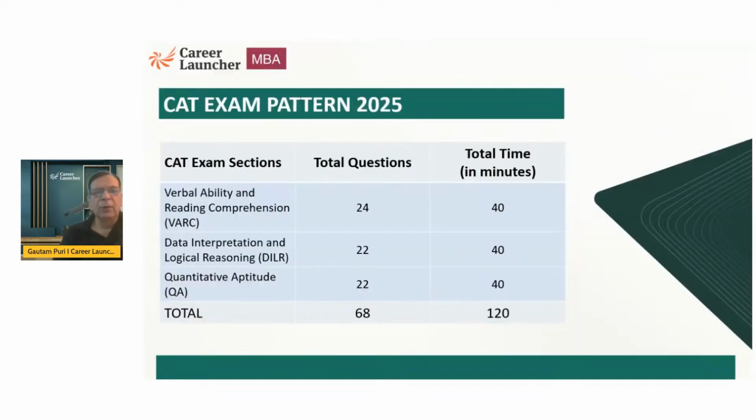Now, very quickly, something that I have talked about multiple times. I'm not going to spend too much time out here, but just to remind you that the CAT 24 pattern is what we expect to happen in CAT 25 also. The CAT 24 pattern had 22 questions of DILR to be attempted in 40 minutes, and these 22 questions meant something like 5 sets of data.